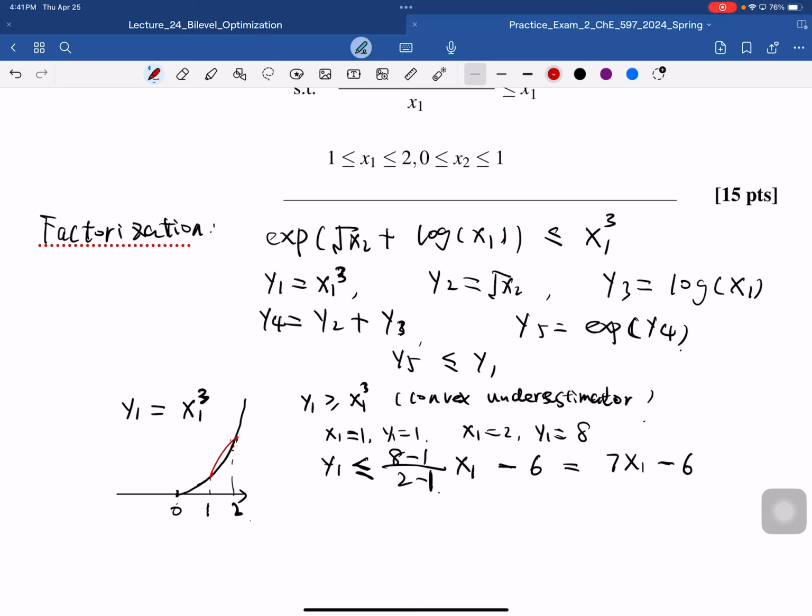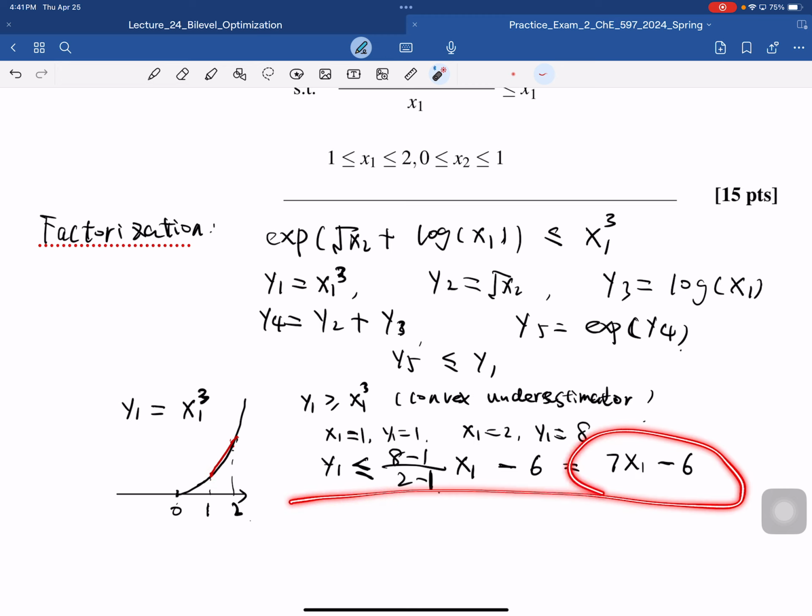Well, it's not linear here. Yeah, right. So the two points will give you this overestimator. So if you think about this function, I calculate when x1 equals 1, then y equals 1, right? When x1 equals 2, then y1 equals 8, right? So that's the overestimator you are talking about, yeah.